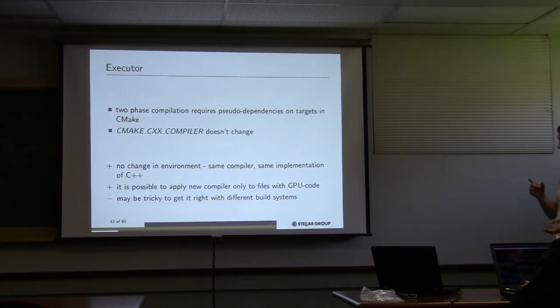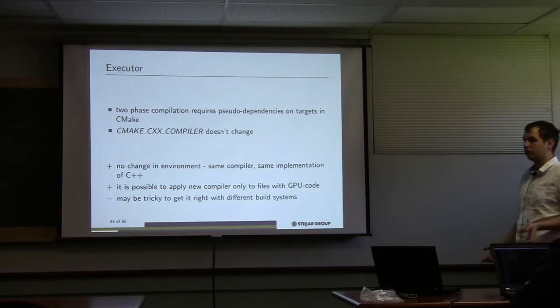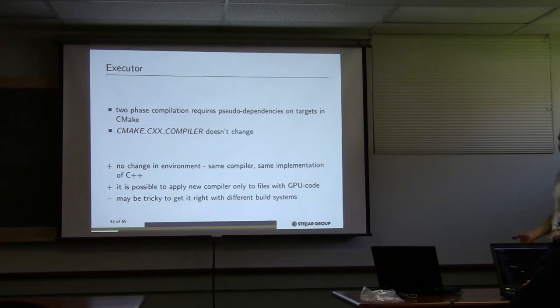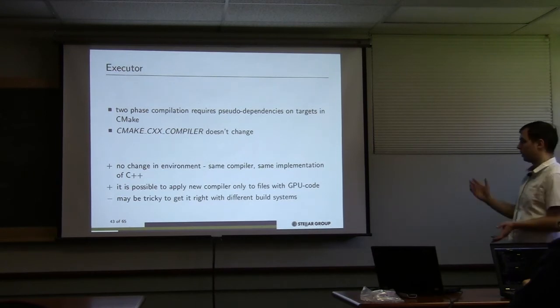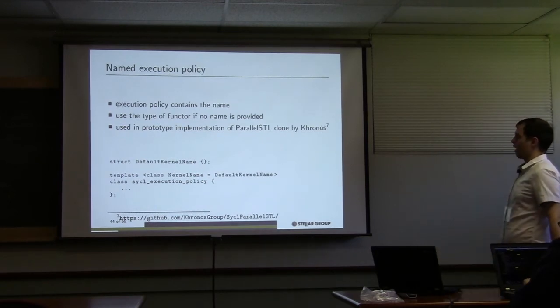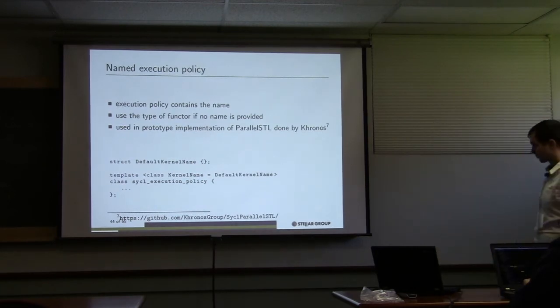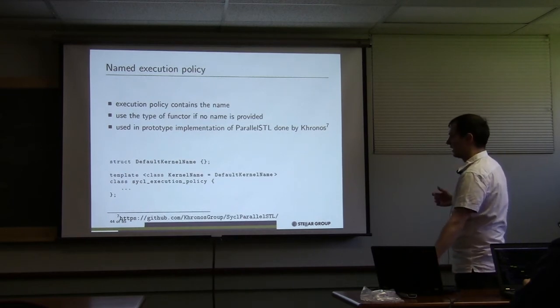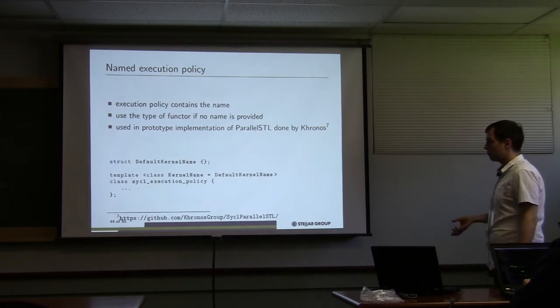In practice, ComputeCpp releases some scripts. What they do is create pseudo dependencies of the target to generate the device code first. The benefit is that you still use the standard C++ library and you can just compile everything with the standard compiler and say, I have a GPU-aware application, so I first generate the GPU code, then compile in a normal way. And here we have the problem of named execution policy. In practice, it means that if someone uses the algorithm, we need a name for that.